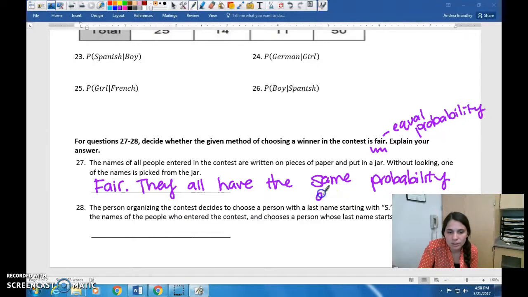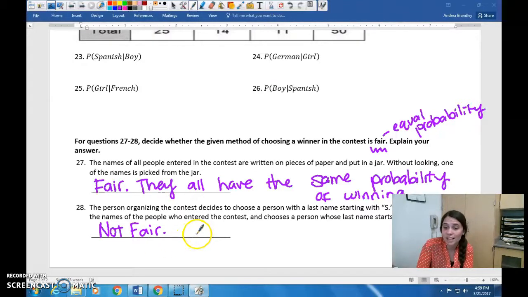Number 28 says the person organizing the contest decides to choose a person with a last name starting with S. He then looks at the names of the people who entered the contest and chooses a person whose last name starts with S. Well, immediately I'm going to say that's not fair, because they don't have an equal chance of winning. The people whose last name starts with S have a chance. Nobody else does. So there's no way there's an equal chance, because if your name doesn't start with an S, you don't stand a chance at all. So that's kind of the process for thinking through whether or not something is fair or not fair.